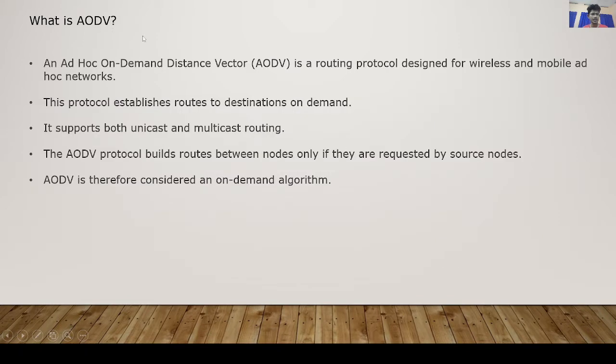What is AODV? Ad hoc on-demand distance vector is a routing protocol designed for wireless and mobile ad hoc networks. This protocol establishes routes to destinations on demand. It supports both unicast and multicast routing. The AODV protocol builds routes between nodes only if they are requested by source nodes. AODV is therefore considered an on-demand algorithm.